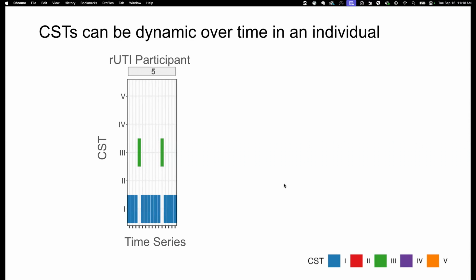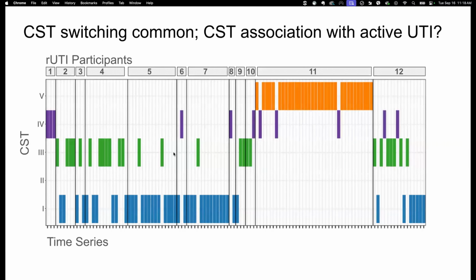One thing, however, that we know is that these CSTs can be dynamic over time in an individual. Here we have one of our rUTI participants over time, and we can see that they start off with this blue CST1 and change to this green CST3 and come back. And we see that participant 5 is not unique, that this can happen quite often. So we wondered whether there was any connection between the CST type and whether or not an individual has an active UTI.